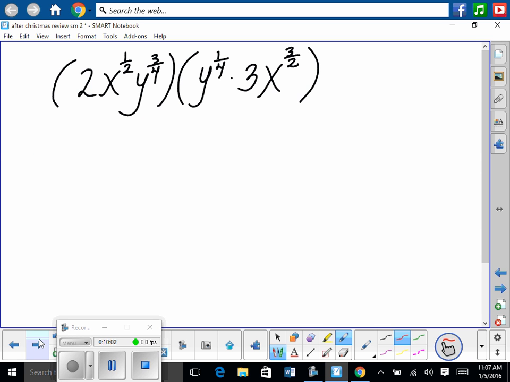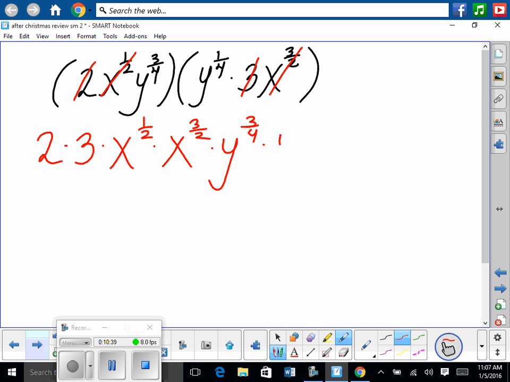Okay, looking at this next one. We're multiplying all this stuff, right? So can I reorder this in any order? Yeah, so I'm going to put my 2 in front times 3. I heard a lot of people accidentally getting a little bit caught up. There's quite a few of you in here that were thinking that 2 was connected to x to the 1/2, but remember it's not. This is multiplication, so it's not connected. So 2 times 3, I'm just reordering it. And then I have x to the 1/2 times x to the 3/2, and then times y to the 3/4 times y to the 1/4.